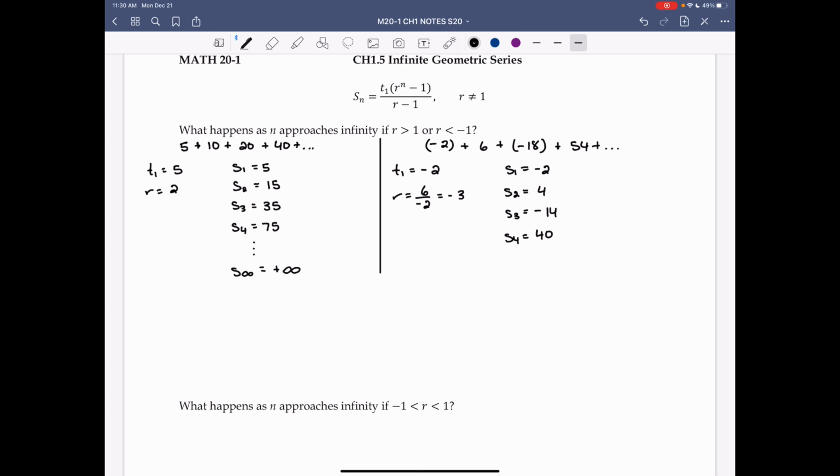40. And continuing on, we notice that the numbers are getting larger, but they're jumping back and forth between positive and negative. So the sum of the infinite number of terms would equal positive and negative infinity. The sum would jump back and forth between a very large positive number and a very large negative number. So these are called divergent series.